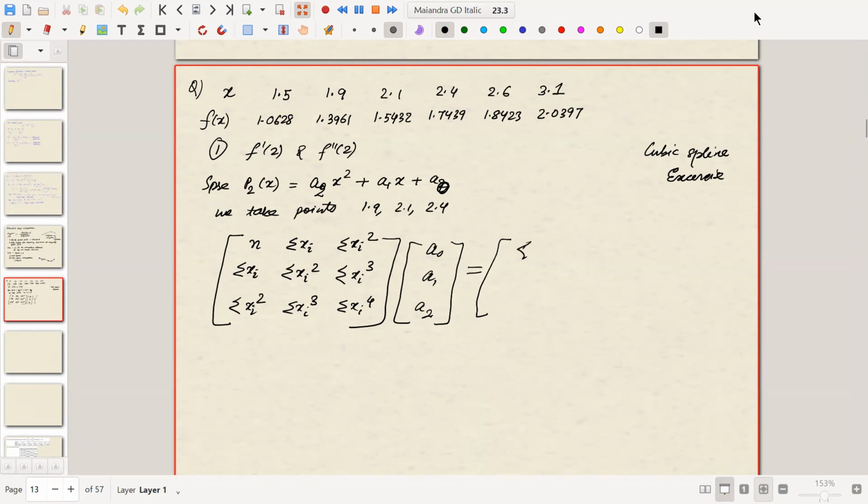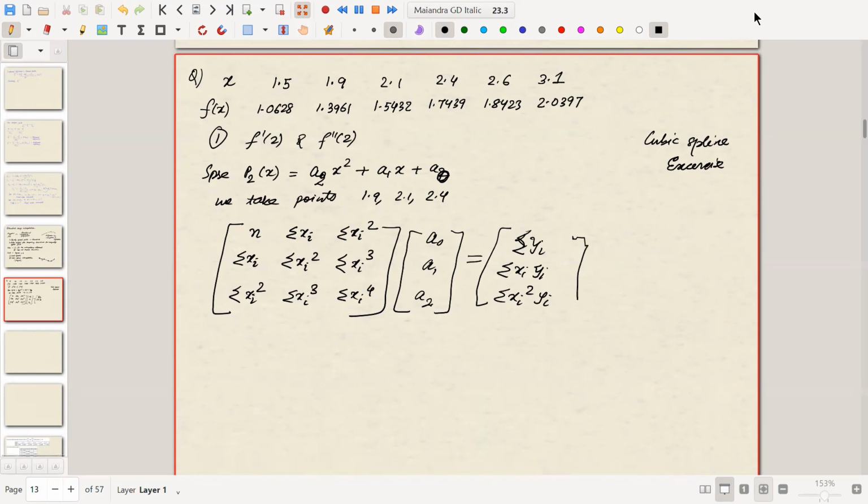So the right side will be like sigma yi, all the sets of these f(xi) points. Then sigma xi yi. Then multiply once more, sigma xi square yi. Now I ask you to do this calculation. After this, I hope you have done these calculations. So just try to check.